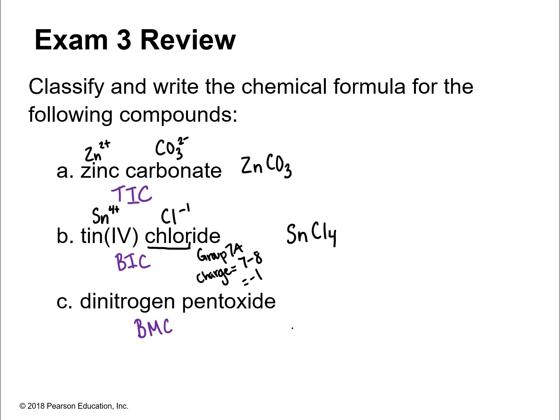And finally for C, we're literally going to write out the first element, which is nitrogen. The di tells us we have 2. The second element we get from the ox, that's oxygen. And the pent is for 5. So it should be N2O5.